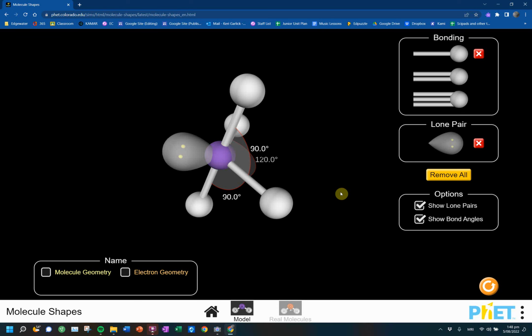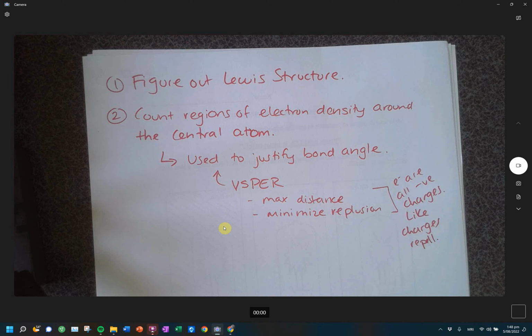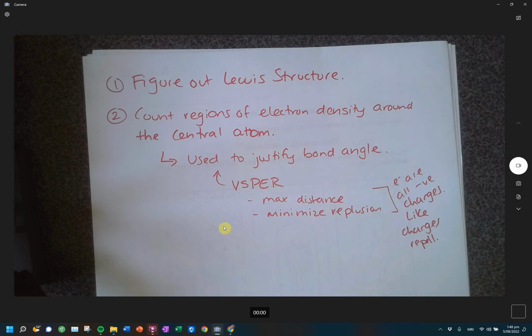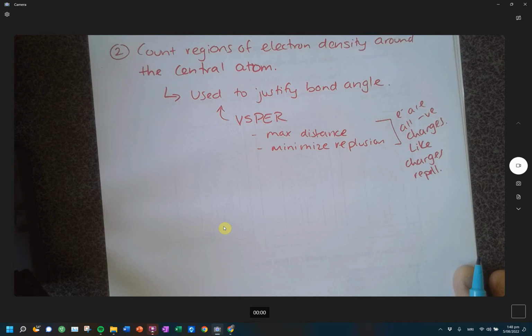Are we okay so far? All right, we'll go back to the notes. So that is our first step, to count the regions of electron density. That helps you figure out overarching categories. And then the next step is to check how many of those regions of electron density are in bonds.